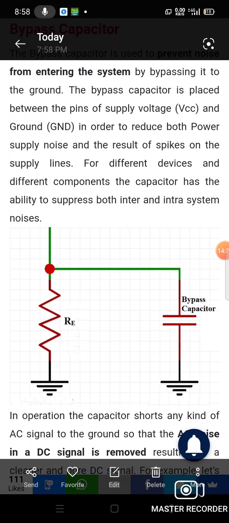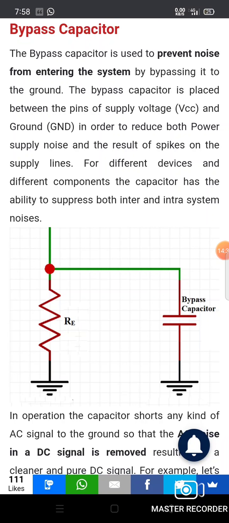Next, here we consider this connection: the bypass capacitor in parallel with the emitter resistor RE. In this document, the paragraph says the bypass capacitor is used to prevent noise from entering the system by passing it to ground. Yes, for the bypass capacitor, AC signals are considered noise signals, so the capacitor passes them to ground.